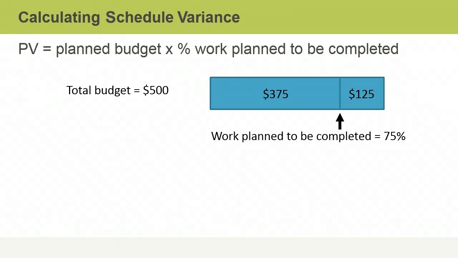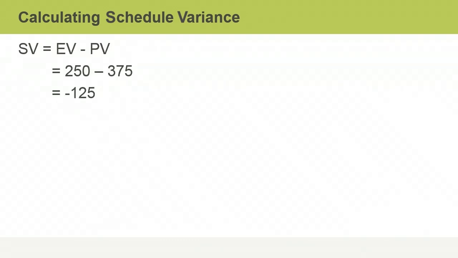Planned value is the budgeted cost of all the work scheduled to be completed by a chosen date, or in other words, the work that should be completed by now if everything was on schedule. If work on an activity isn't scheduled to have been fully completed by the given date, you multiply the percentage of work that was scheduled to be completed by the activity's budgeted cost. So if an activity with a budgeted cost of $500 is due to be 75% complete at the current time, its planned value is $375. So the schedule variance is the earned value minus planned value, which is $250 minus $375, which gives you negative $125. A negative schedule variance means the activity is behind schedule.